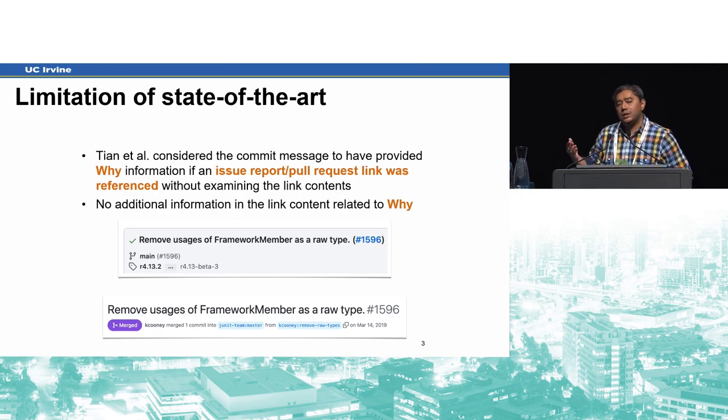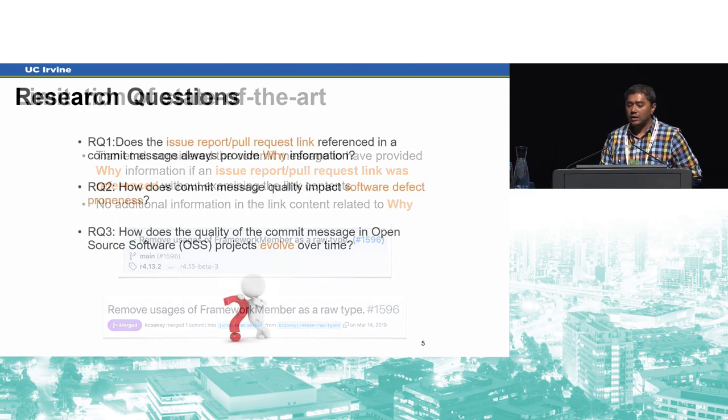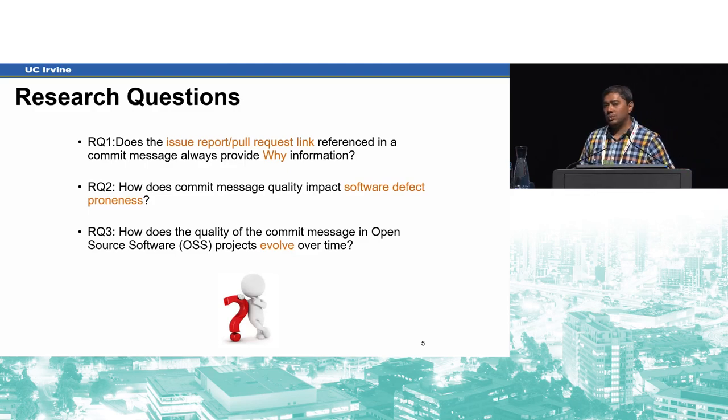Now, when we looked a bit deeper, what we saw was very interesting. If you look at the bottom of the slide, there are two screenshots. The first one is showing the commit message, and you can see the link that is referenced from there. And the bottom one is the actual link that is referenced. If you read the text, you'll see that it is exactly the same message, so it's not providing any additional why information. That led us to think that the mere presence of an issue link does not really provide us the why information.